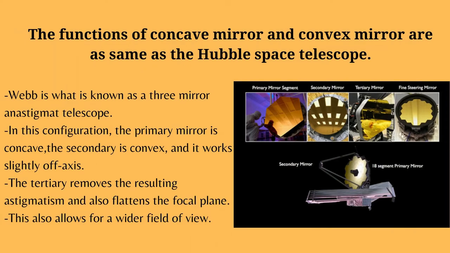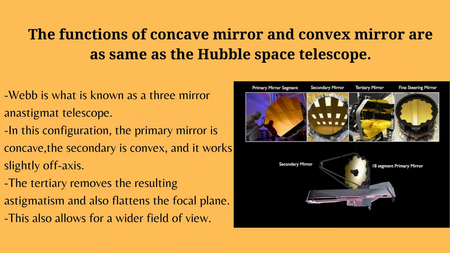The process of collecting data is the same as the Hubble Space Telescope. However, James Webb Telescope is known as a three-mirror anastigmat telescope. In this configuration, the primary mirror is concave, the secondary is convex, and is tilted slightly off-axis.